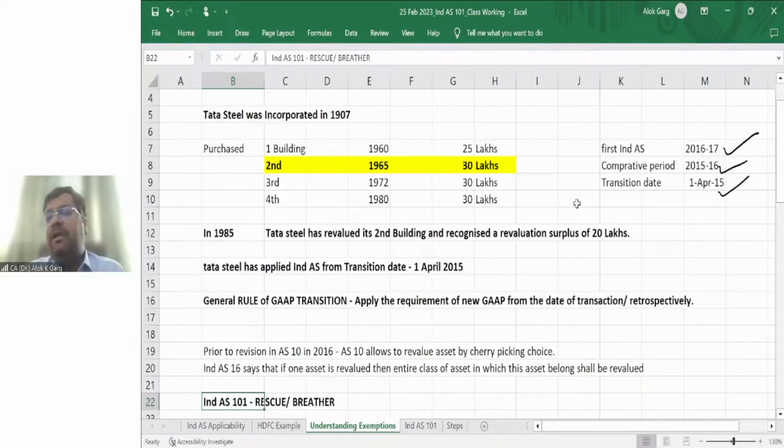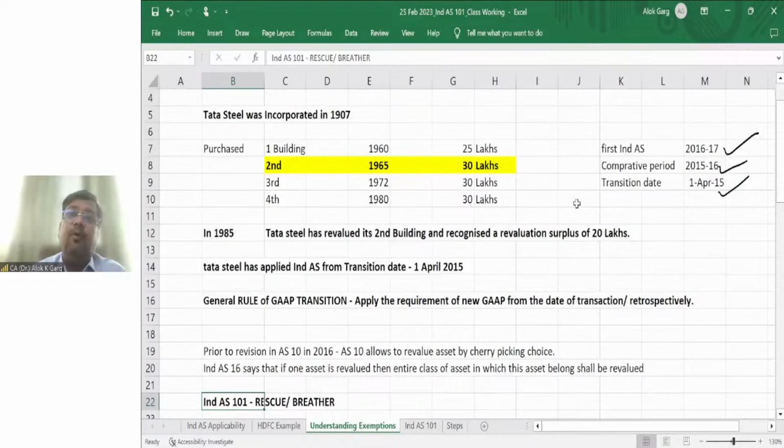Why? There could be multiple reasons. One of the reasons which we could anticipate is probably the buildings from 60, 72 and 80 did not have a good fair value. Probably the fair value may have gone down. Probably the building from 1965 must have a good value. This building could be located in a metro city. But the problem is, we understand what the provision of AS 10 was in those days, right?